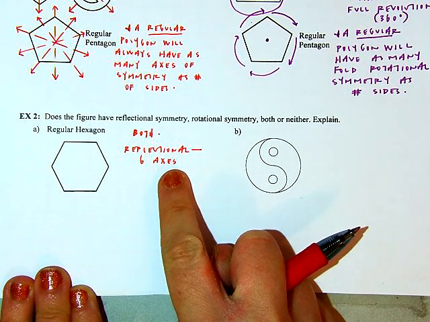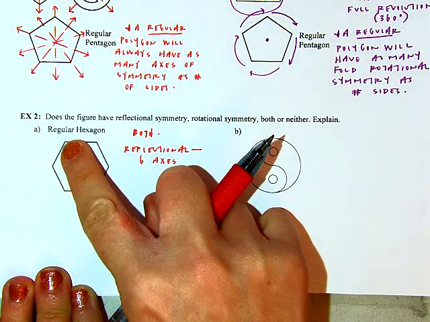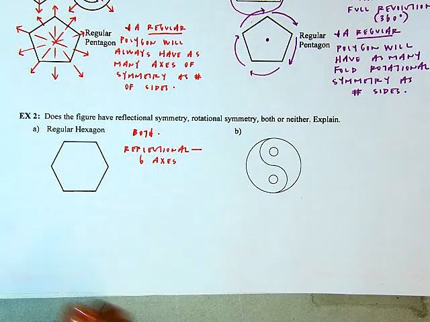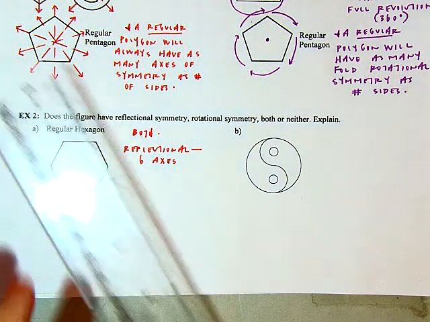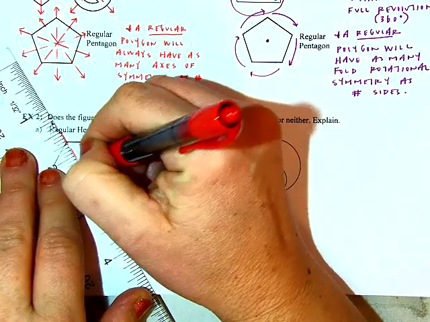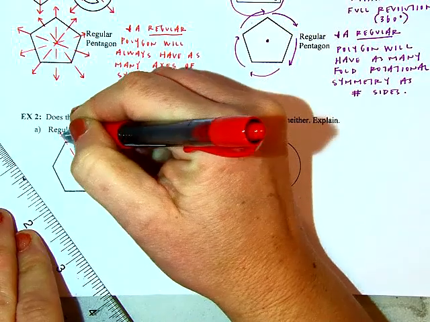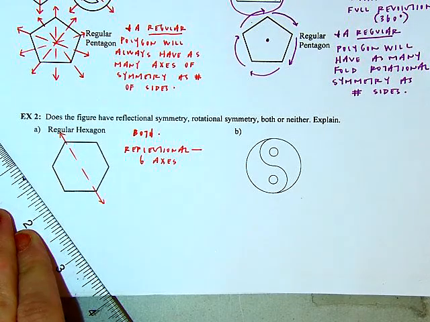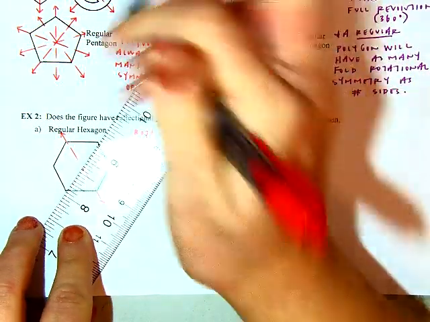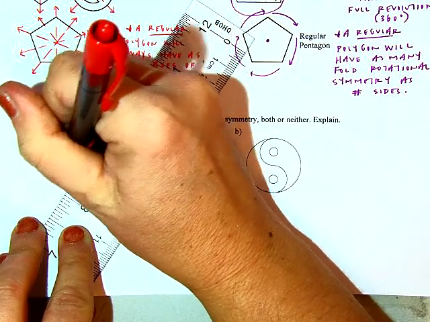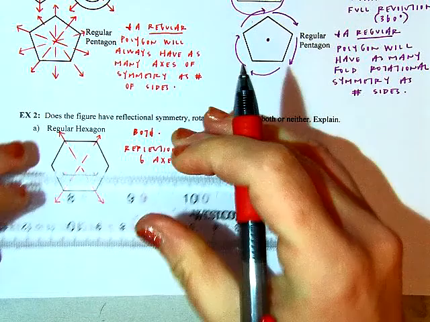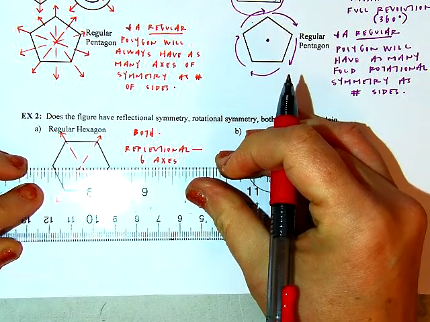So when I draw them, I'm looking at vertex to opposing vertex because I have an even number of sides. So let me draw those in first. So vertex to opposing vertex. So we should see that that is a line of symmetry. Okay, here vertex to vertex, so another line of symmetry. Here is the last vertex to vertex.